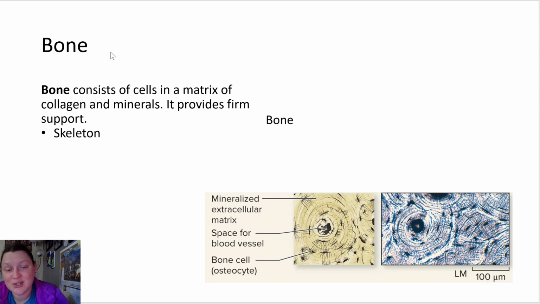Bone is organized into osteons, these circular units where bone cells, called osteocytes, are located in between hard mineralized extracellular matrix. In the center of an osteon, we see a hole where blood vessels can come through. This hole allows for nutrients to enter and for waste to be removed from the bone cells. Osteocytes are also located in lacuna, tiny pockets in between the extracellular matrix that provide a home for these cells.